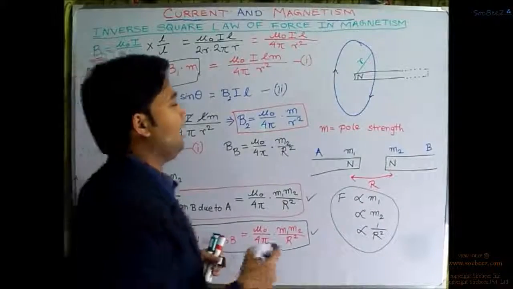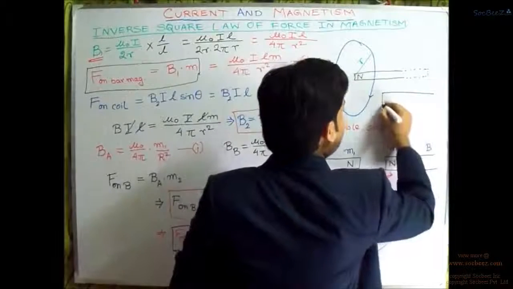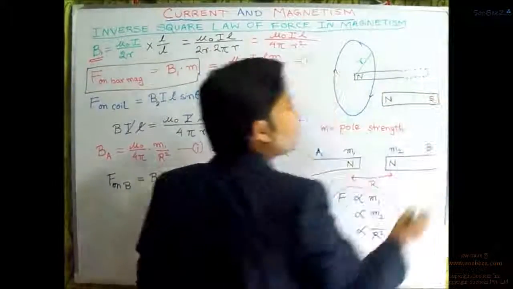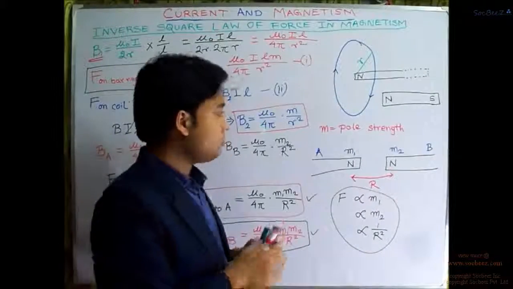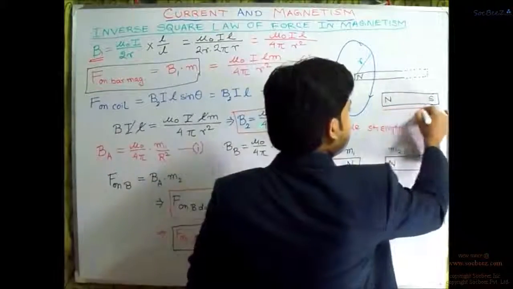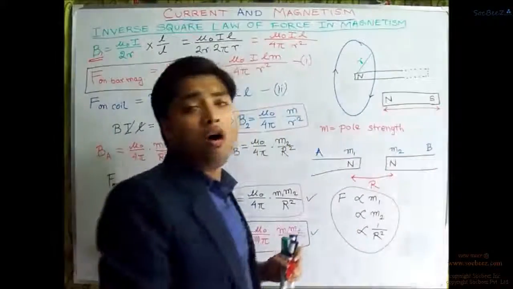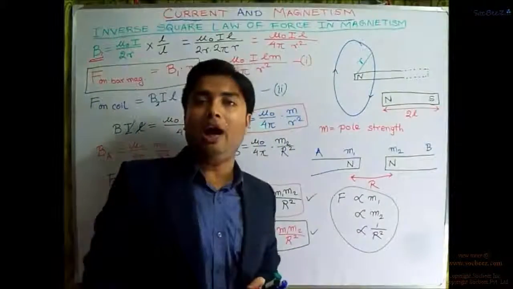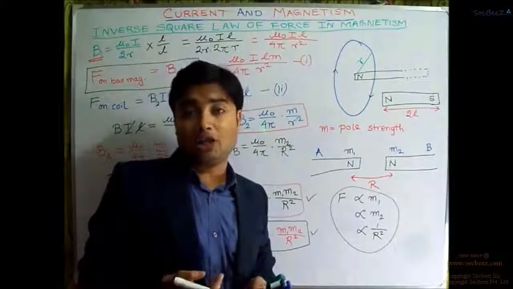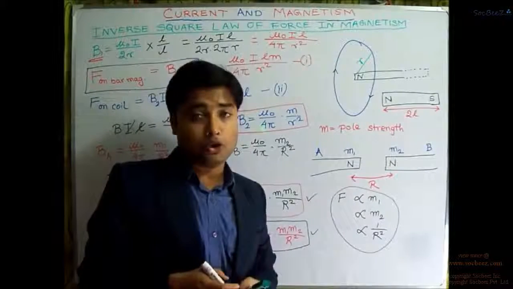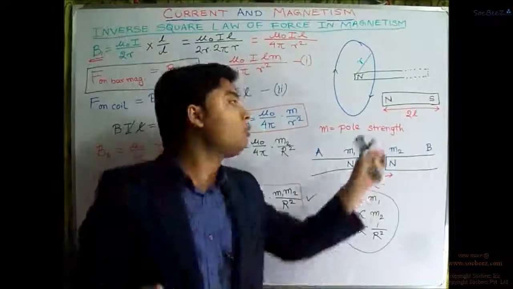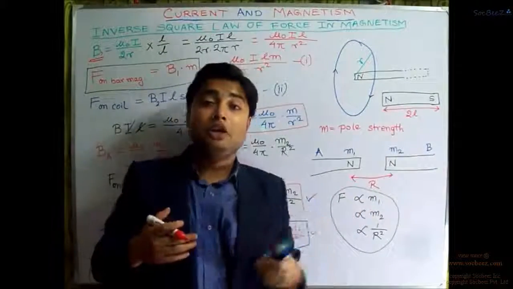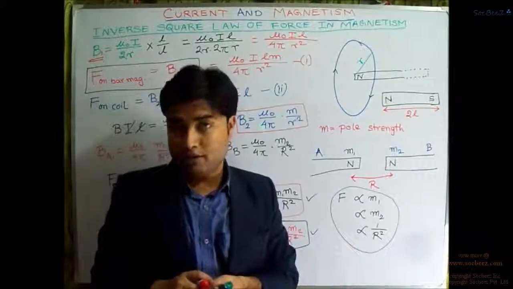say, for example, we take a bar magnet likewise. This would be the north pole of the bar magnet and this would be the south pole of that particular bar magnet. Let us take the length of this bar magnet as equal to 2L. Now, why are we taking it as 2L? It would be defined in the subsequent lectures. If you wish to put it as L, I do not have any objection, but if you put this value as 2L, it will help in deriving various formulas and help you solve numericals much faster.